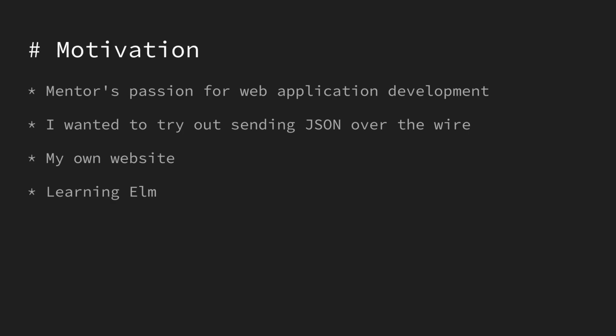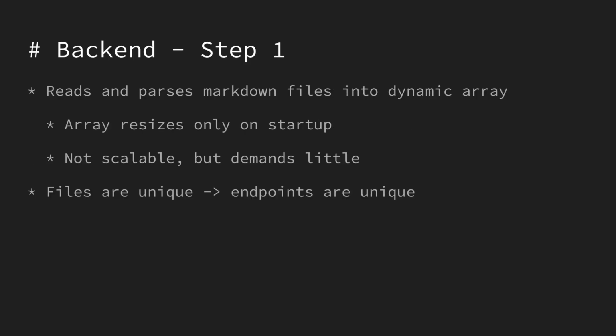The motivation for this project was that my mentor has a passion for web development, and especially web application development, and he's done various projects, and he inspired me. I really wanted to try out sending JSON over the wire. I thought it would be interesting to see what sending HTTP requests would be like and creating an API. I'm probably going to add this to my own website when I'm done. I'll modify it accordingly, but I think this is a good thing to go off of. And I also really wanted to learn Elm. I wanted to figure out a good excuse to learn the front-end language Elm.